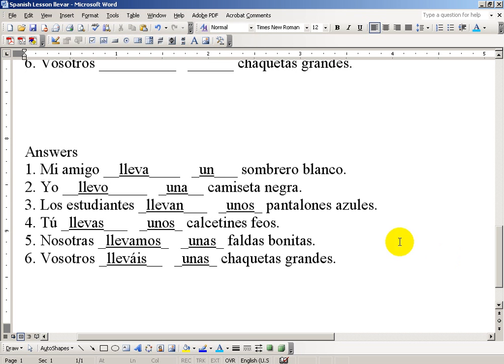So just in case you weren't sure, those sentences in English read, my friend wears a white hat. Number 2 is, I wear a black t-shirt. Number 3 is, the students wear some blue pants. 4 is, you wear some ugly socks. 5 is, we wear some pretty skirts. And 6 is, you guys wear some big jackets.